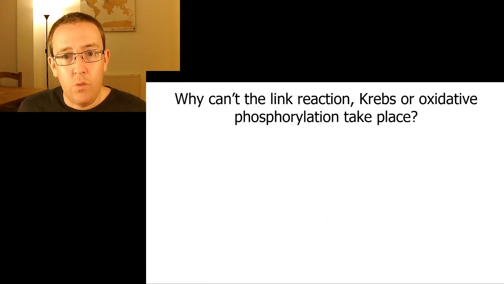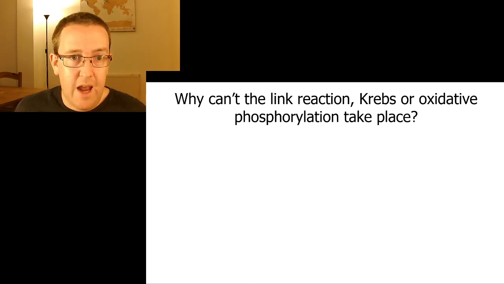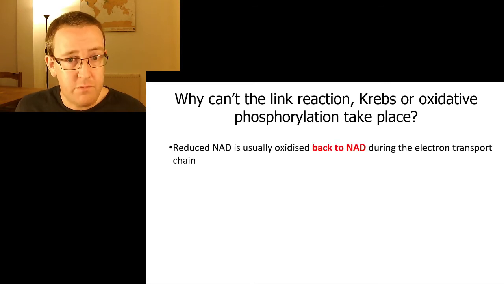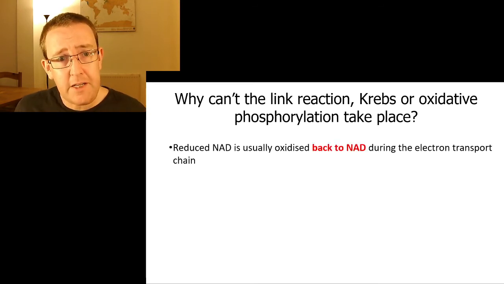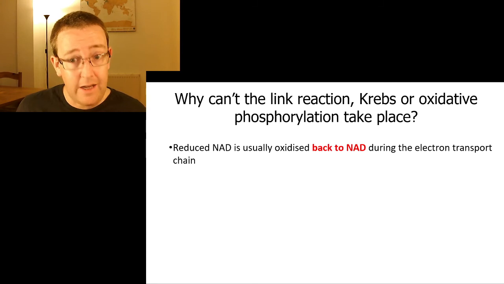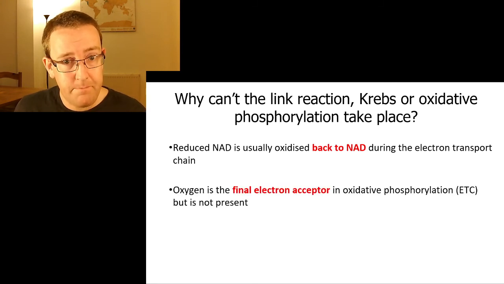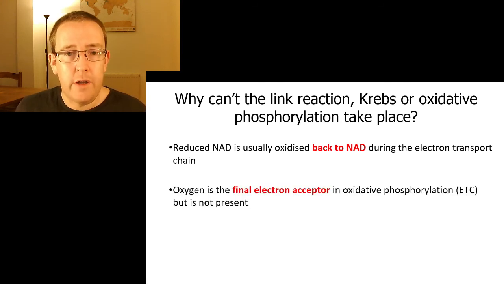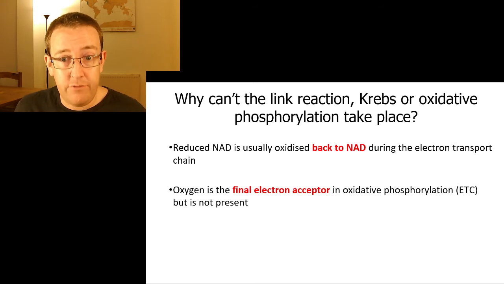Obviously the link reaction, Krebs cycle and oxidative phosphorylation will have had to stop for this situation to happen. Why has that happened? Well, as I just mentioned, reduced NAD is usually oxidized back to NAD during the electron transport chain. The electron transport chain requires oxygen. Oxygen is the final electron acceptor in oxidative phosphorylation.